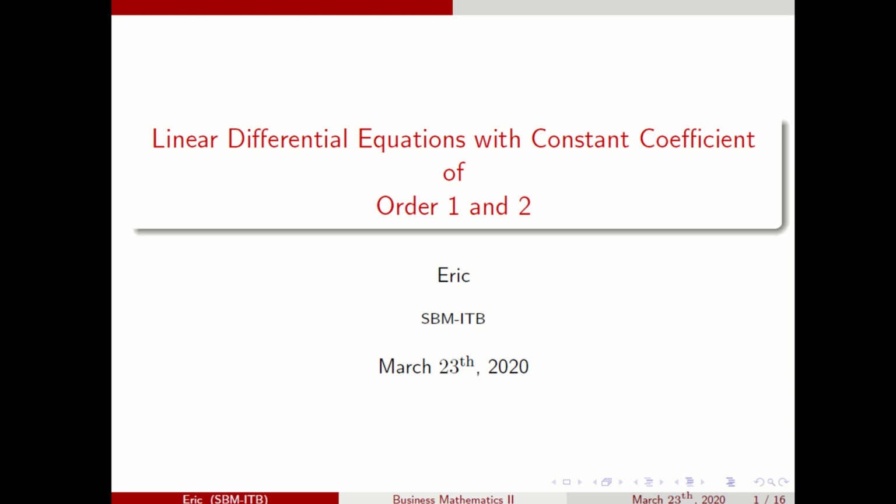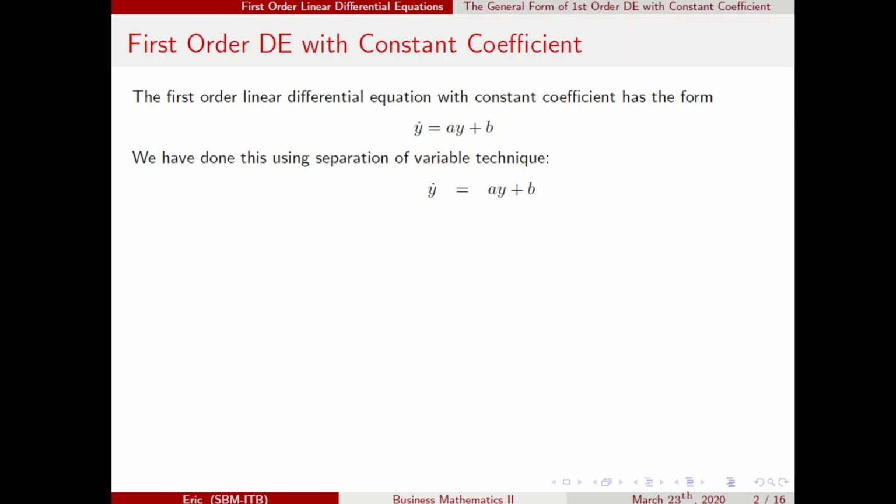Hi everyone, we will talk about linear differential equations with constant coefficient of order 1 today. So this is the general form of a first order linear differential equation with constant coefficient. That is y dot equals ay plus b. Don't forget y dot here is dy/dt, how y changes with respect to t. This is the same as the derivative of y with respect to t.